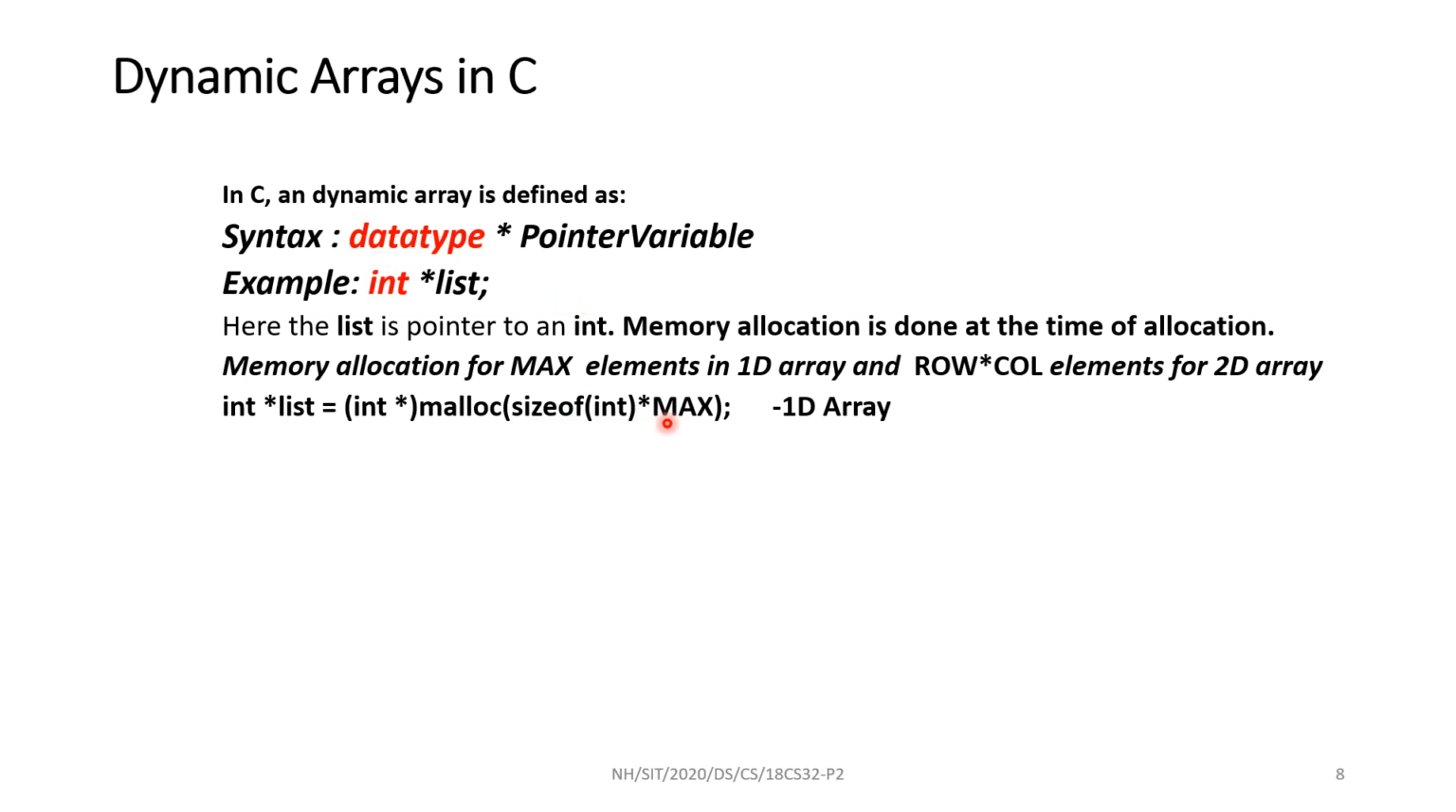I wanted to create an array of size 5. So max value is 5. Each element is of type integer. 5 into 4, 20 bytes. 20 data bytes are reserved, whose starting address is stored in list. The content of this memory location can be anything. But in this case, I'm going to put only integer data.